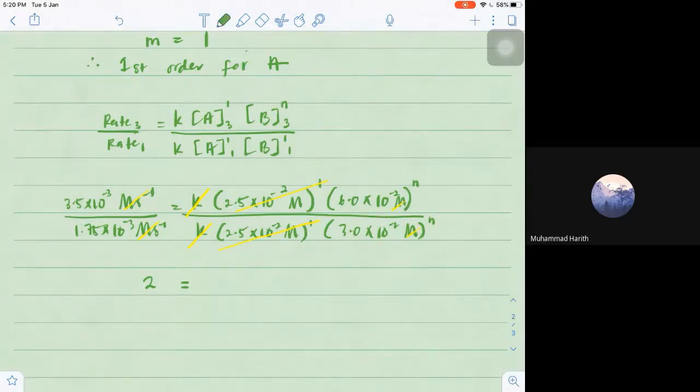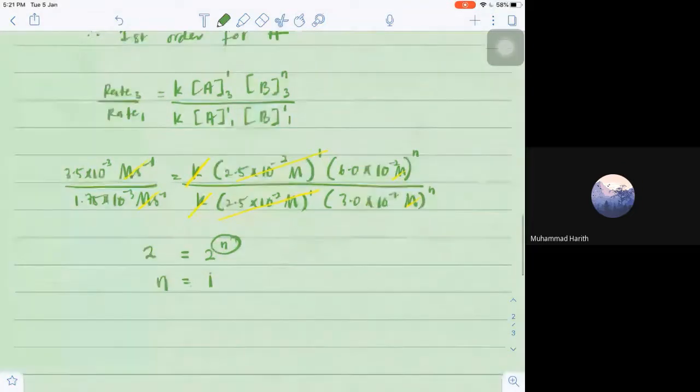So 6 over 3 is 2 as well, 2 power of N. Finally, we know that N is equal to 1. It is easy for this example because they are obvious: 2 is equal to 2 power of N, so N is equal to 1. Sometimes we get a fraction or a decimal point number, so you have to use your calculator, calculate log and anti-log, to get the power value. In this case, N is equal to 1, and then we have to make the conclusion.